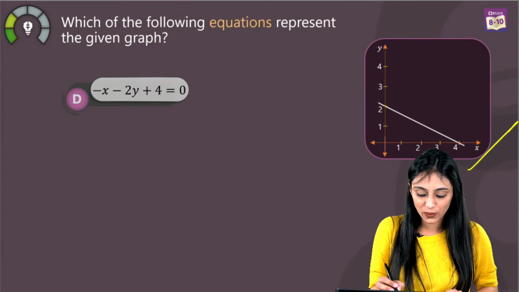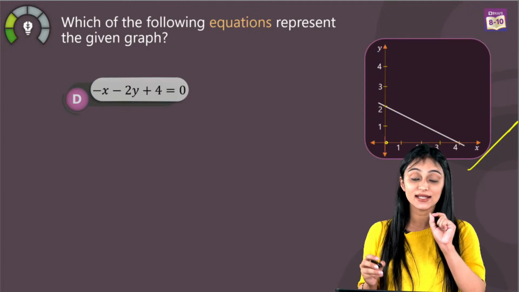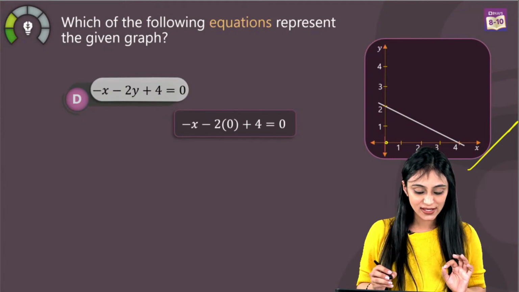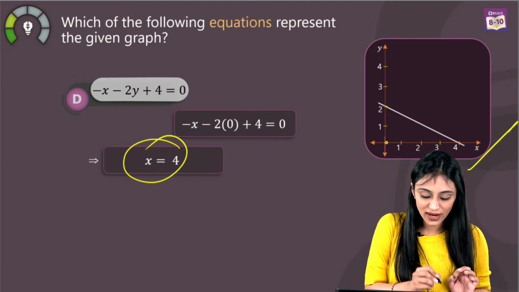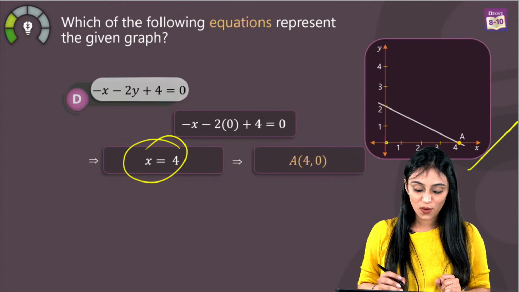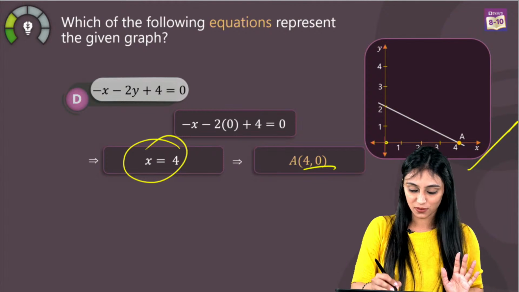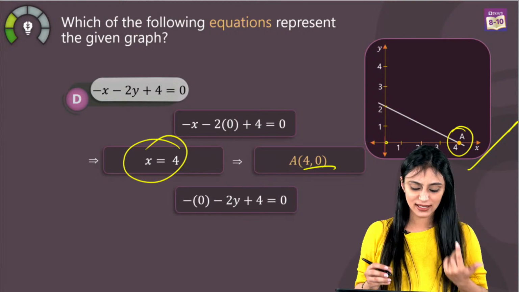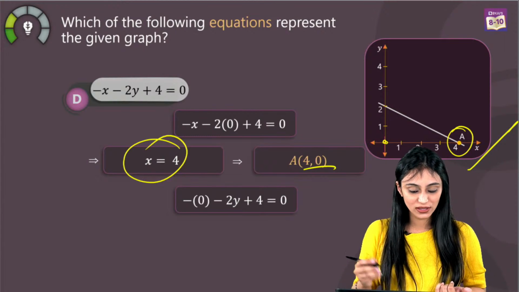Alright, so here we can see that on the x-axis the y coordinate is 0. So I'll put y as 0 now. From here I get the value of x, that's going to be x equals to 4. Alright, so A would be equal to (4, 0). This is A. Similarly, put x as 0 now because here the x coordinate is 0 on the y-axis.